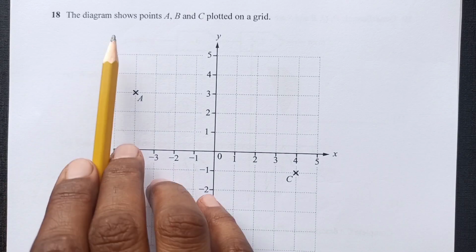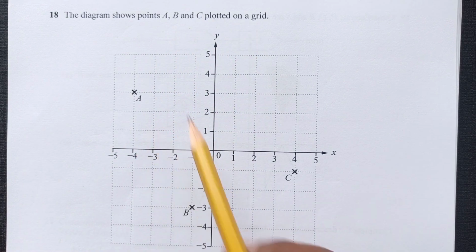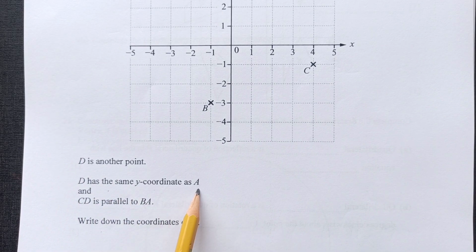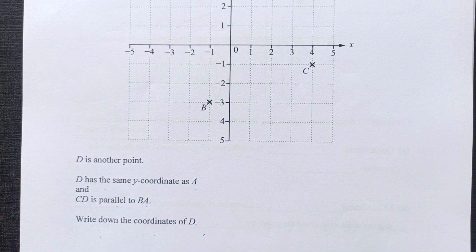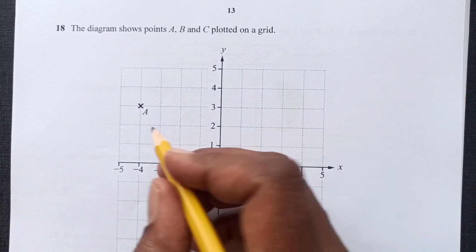Question 18. The diagram shows points A, B and C plotted on a grid. You see these points. D is another point. D has the same y coordinate as A. CD is parallel to BA. Write down the coordinates of D. We are given some conditions to find the coordinates of D. So let's first write down whatever we have here.